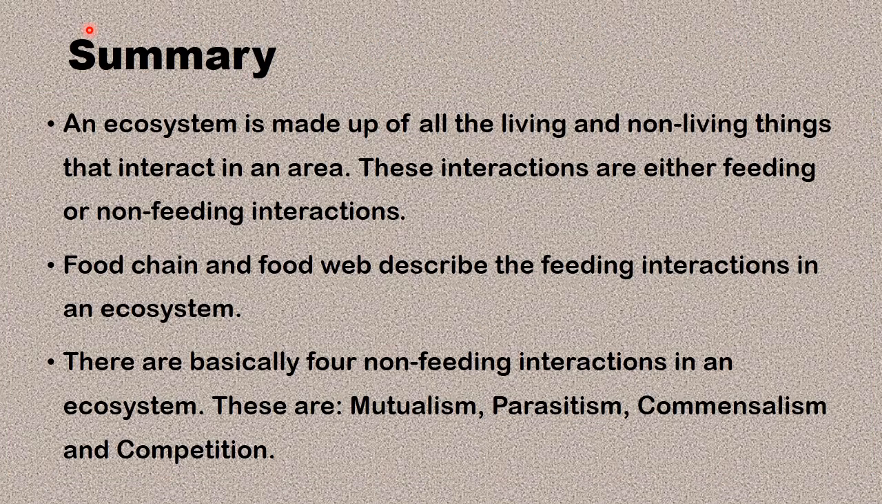Now this brings us to the end of our lesson for today. Now we'll be looking at the summary. An ecosystem is made up of all the living and non-living things that interact in an area. These interactions are either feeding or non-feeding interactions. Food chain and food web describe the feeding interactions in an ecosystem. And lastly, there are basically four non-feeding interactions in an ecosystem. These are mutualism, parasitism, commensalism, and competition.